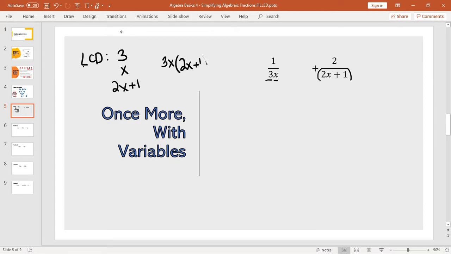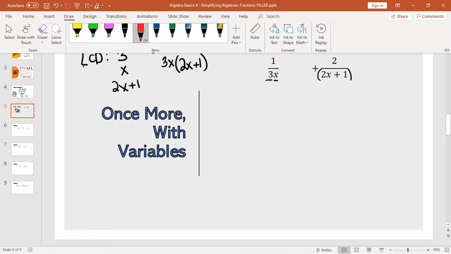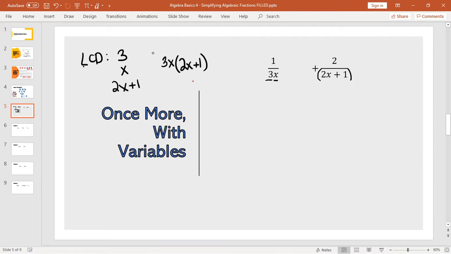2x plus 1. Okay, so now we're going to look at what is missing from each one. The first fraction has a 3x already, but it doesn't have the 2x plus 1. So I'm going to multiply the denominator by 2x plus 1 to turn it into my LCD. If I do that to the bottom, I have to do that to the top. Alright, I'm going to do the same here. Get some brackets to represent multiplication. This one already has 2x plus 1, but it is missing the 3x.